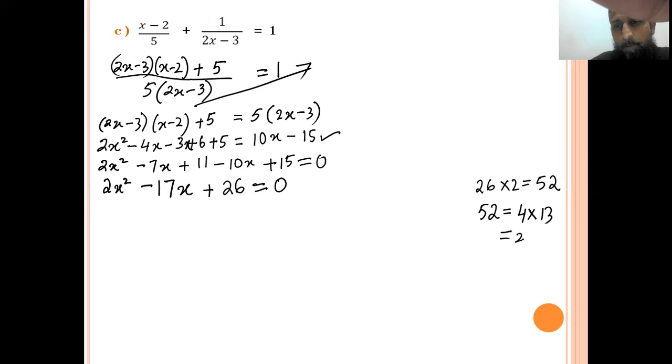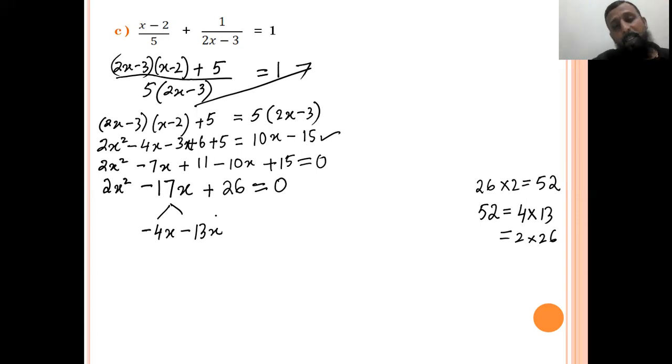And again 2 into 26. And let's check out these two pairs. 4 plus 13 makes 17. Yes, there is 17, but I need to have negative 17. So I'm going to write it as negative 4x and negative 13x.